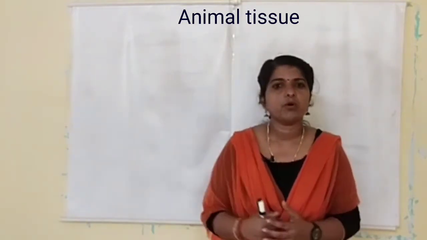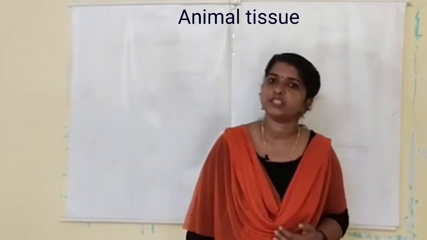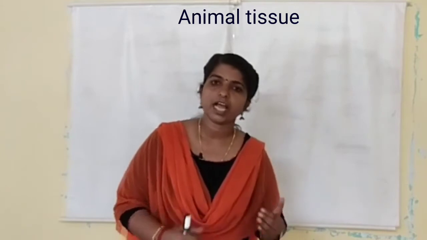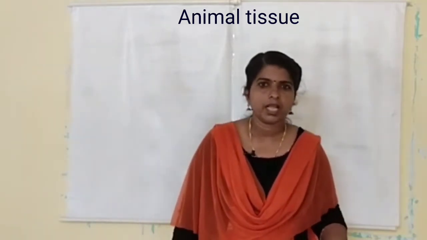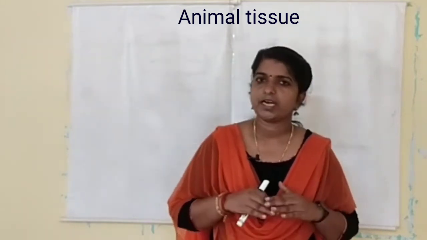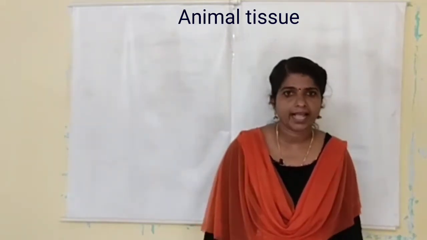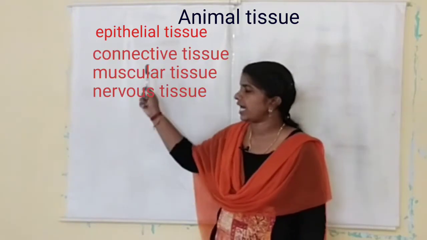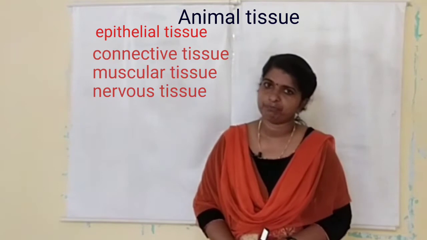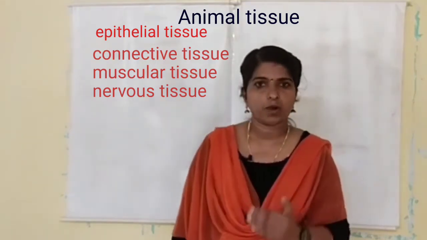We can move our body parts with the help of muscles. Muscles are another type of tissue. We are receiving signals from the environment with the help of nervous tissue. That means different types of tissues are present. So we can broadly classify them as epithelial tissue, connective tissue, muscular tissue and nervous tissue. We can study one by one.